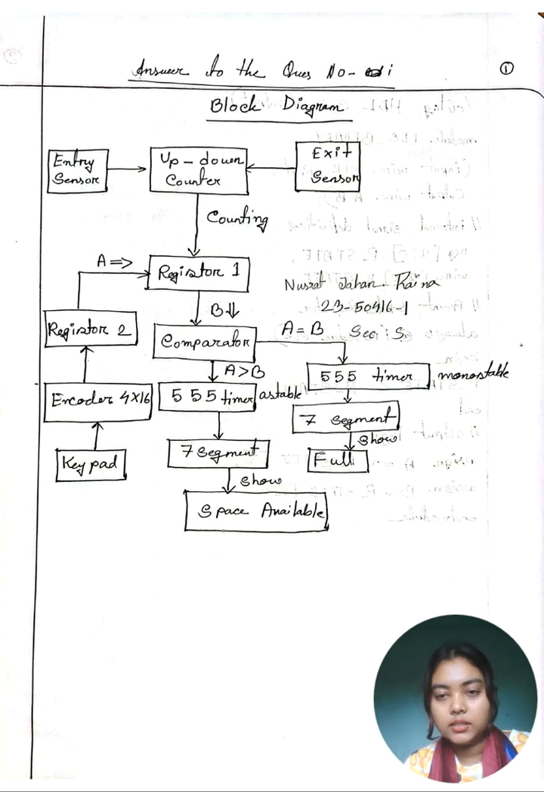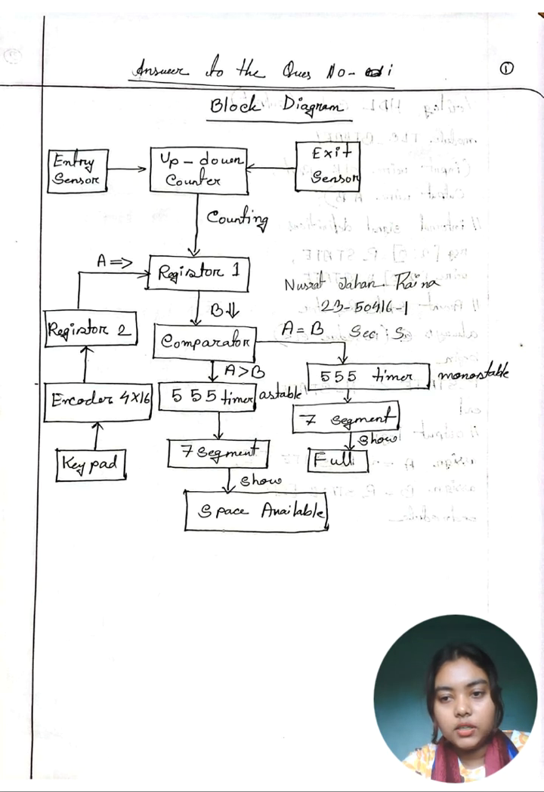Today I will present DLC OBE assessment. Here we can see in question number 1 the block diagram. In the block diagram we can see that the system starts with an entry sensor and an exit sensor.